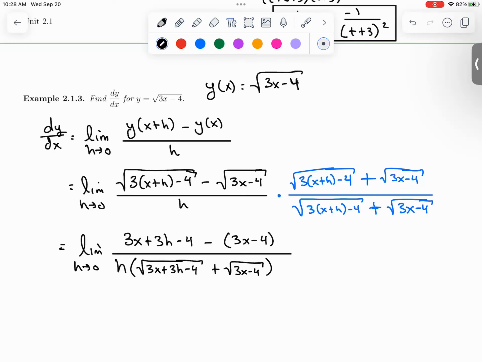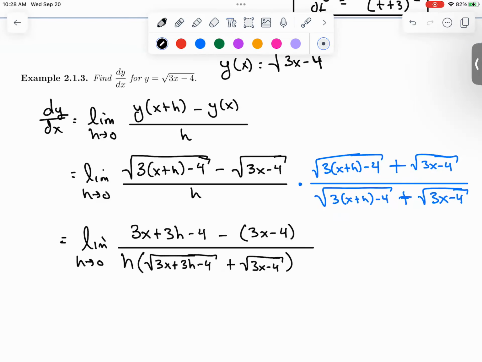Yes, distribute the negative. Just as a little aside on what I've done here, I distributed the 3 into the x plus h in every situation. So I distributed the 3 here. That's why I've got the 3x plus 3h minus 4 after squaring it. And the same thing with the denominator, just to make it nicer. And so we can cancel stuff.